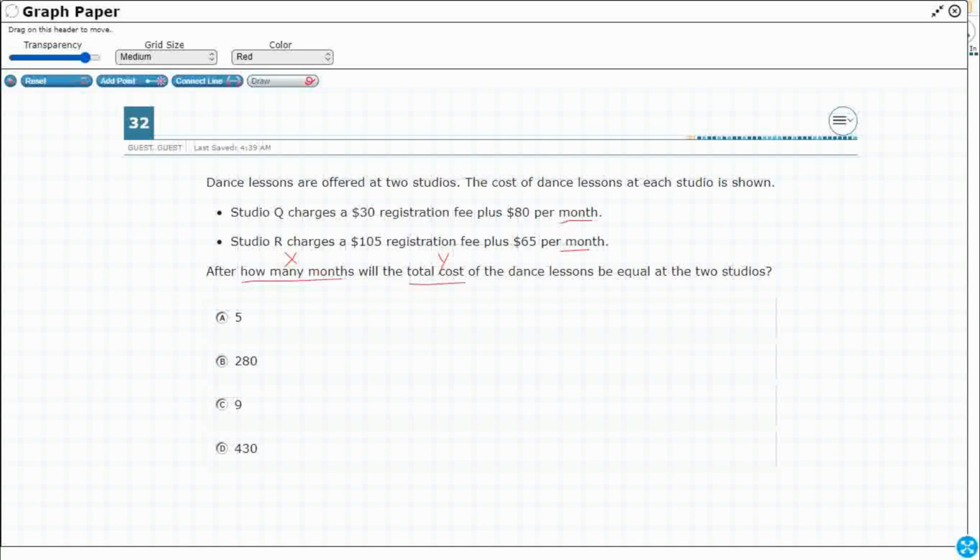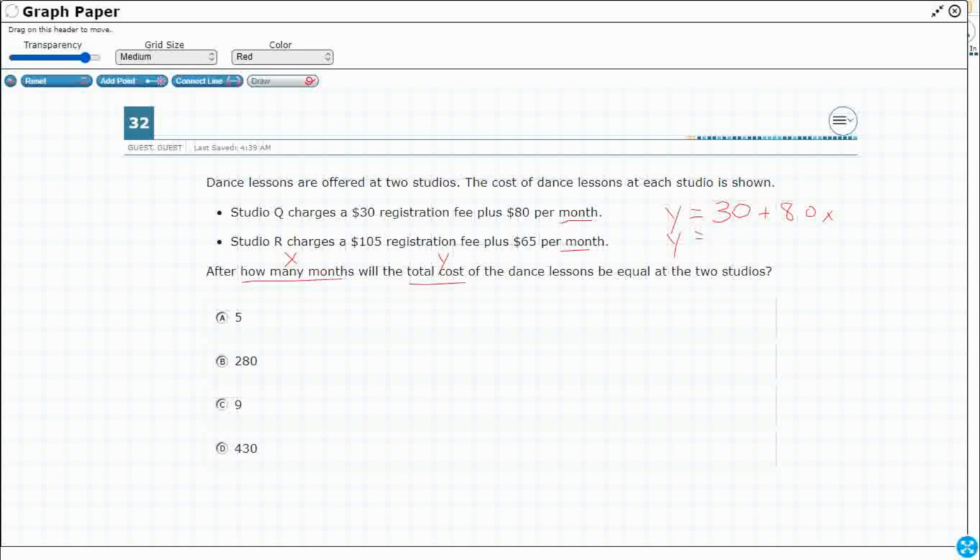So let's write an equation for Studio Q and Studio R. My total cost, y, is going to equal a $30 registration fee, which is just a flat constant, plus $80 per month. My months are x, so I'm going to write that as 80x. I could flip those to 80x plus 30, and it would look just like slope-intercept form. So let's do the same thing for Studio R.